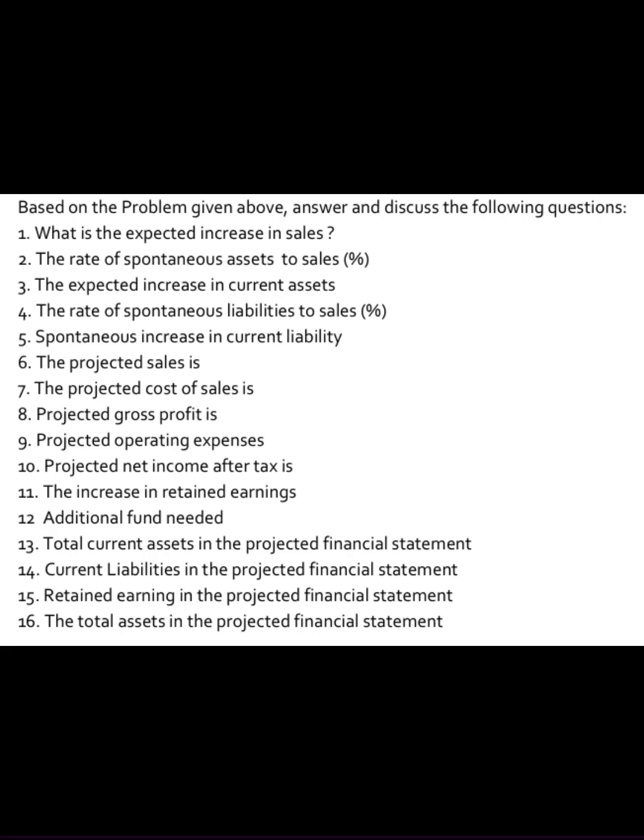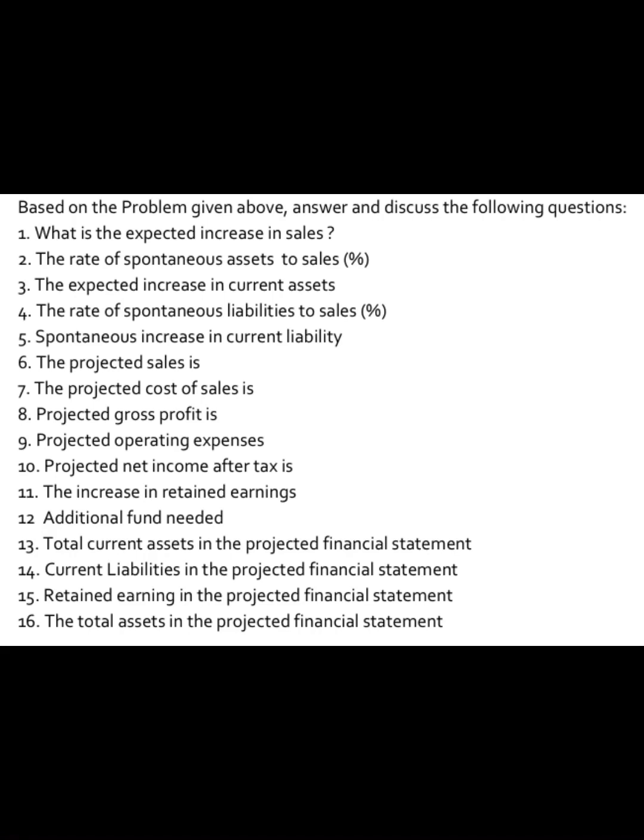Number 1 is, what is the expected increase in sales? We are going to multiply the sales, which is 8,500,000, by the expected increase in sales next year, which is 15%. So the answer is 1,275,000. Number 2 is, what is the rate of spontaneous assets to sales? We will divide the cost of sales, 5,100,000, by the sales of 8,500,000, which is 0.6, and multiply by 100, and the answer is 60%.